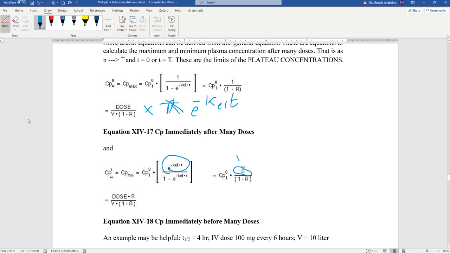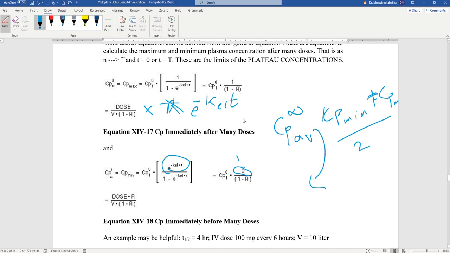Now the other thing I want to talk about, maybe it's not written here but it's very important, is what about Cp average at steady state. What is the average concentration? Is it Cp minimum at steady state plus Cp max divided by 2? This will give you an approximate average concentration, but not exact. So if I take Cp minimum plus Cp max divided by 2, this is approximate and it can be acceptable.